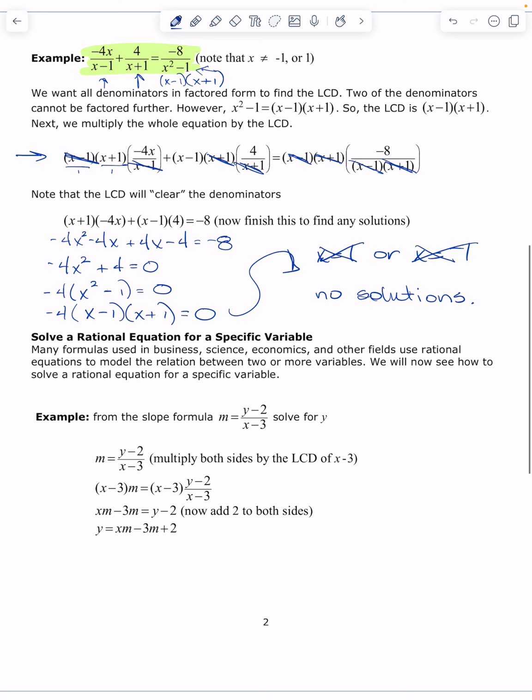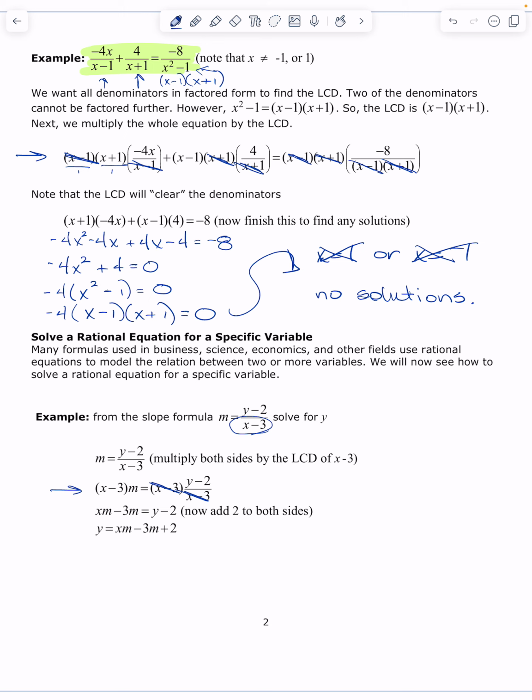Last example we're going to look at is solving a literal equation. So we're going to take a rational equation where you're going to solve for a specific variable. And in this first example here, we want to solve for y, which means the first thing we're going to get rid of is this x minus 3 in the denominator. I got to get y by itself. I got to get this denominator gone. Okay? So we multiply both sides by x minus 3, because whatever I do to one side of an equation, I have to do to the other to make sure it stays equal.